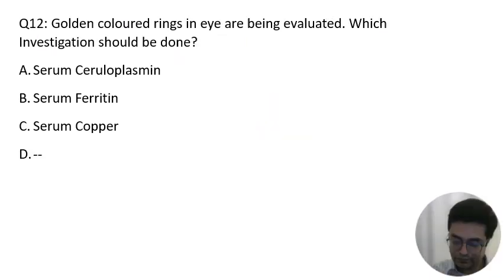Question number 12 says golden colored rings in eye are being evaluated. Which investigation should be done? Look at the options. They are talking about the mineral deposition. So which mineral deposition in the eye can cause golden colored rings? Yes, you are right. It is likely to be Kayser-Fleischer rings.